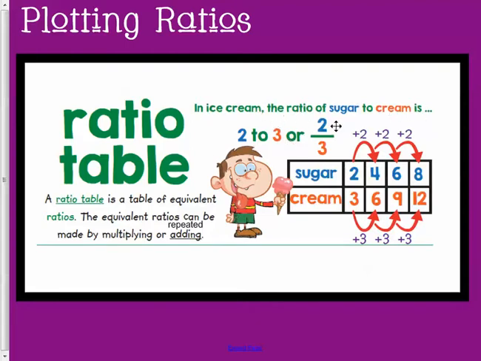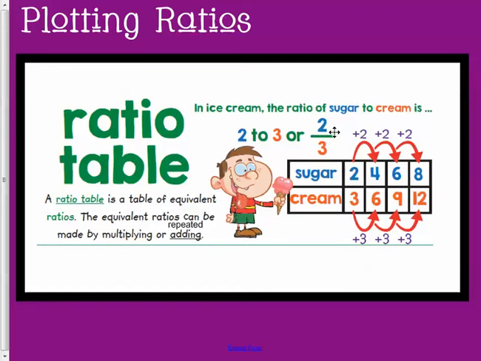is 2 to 3. So this 2 to 3 ratio gets put in a table. We put the sugar on top, the cream on the bottom, and since sugar is 2, we place that in the first box, and since cream is 3, we place that in the second box. So every time it's increasing by 2, repeated addition, right? Every time down here, it's increasing by 3, or again, repeated addition.